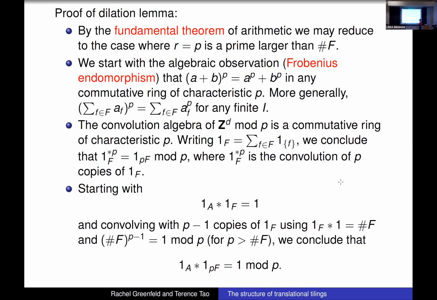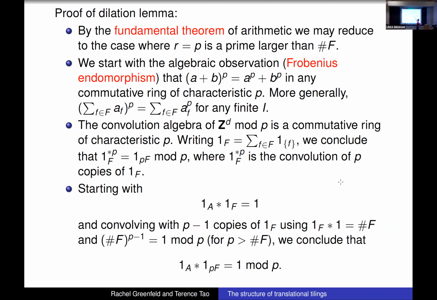let's say Z^d, mod p. So you take all the functions in the world, but you take them with values in Z mod p, or let's say finitely supported functions, and it has a convolution algebra. You also call it the group algebra. And you see the indicator function of your tile is just a finite sum of delta functions.